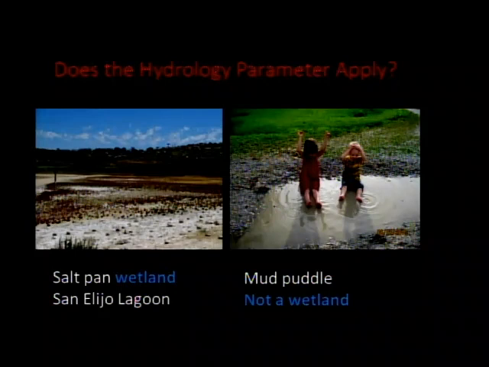Because the conditions that preclude hydrophytic vegetation and hydric soils from forming are specifically detailed in the Coastal Commission regulations, the hydrology parameter alone can confirm the presence of a wetland. In contrast, the mud puddle on the right, although it may be a fun place to play and it may meet the hydrology parameter criteria, is not a Coastal Commission wetland because the absence of hydrophytic vegetation and soils cannot be attributed to any of the specified environmental causes in the Commission regulations.